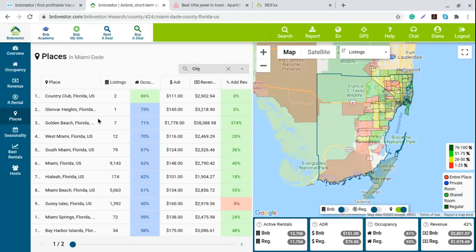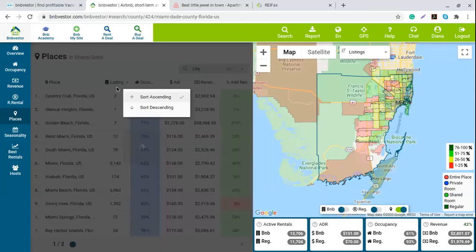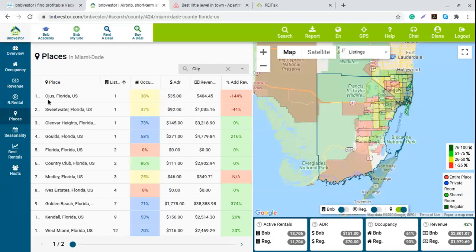So let's say that I don't want to find an area that has a lot of listings because I don't want to have a lot of competition. Then I can sort this ascending, and I can see that, for example, Sweetwater and Ojus, and Glenvar Heights in Florida, they only have one listing for Airbnb. But I can also see that this one that has only one listing, the occupancy is good. So maybe I can go ahead and put a B&B there and steal some of their customers. That will be up to you.